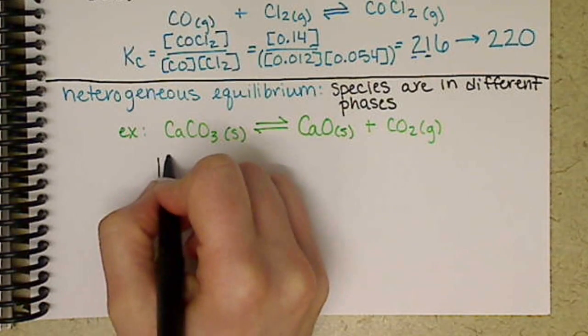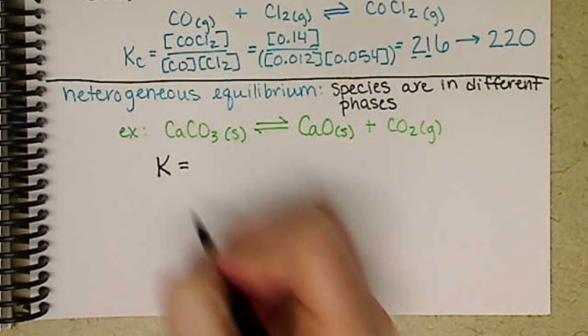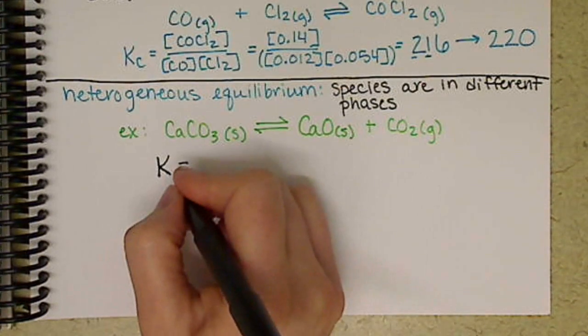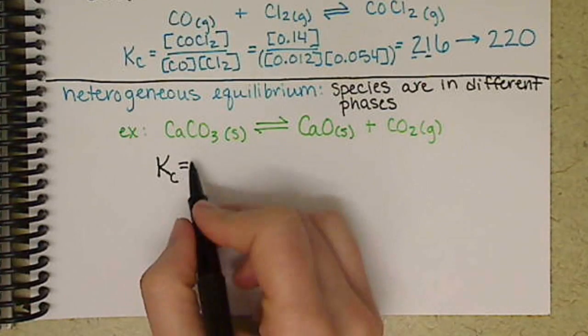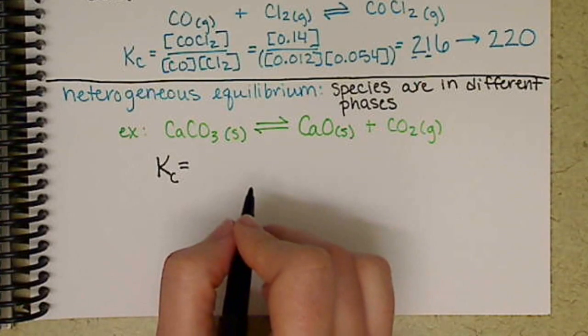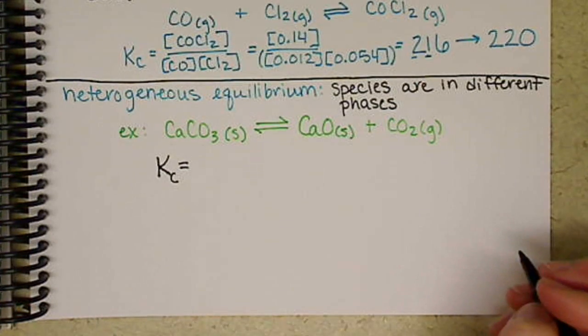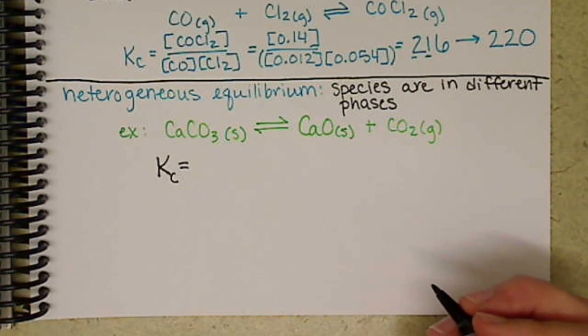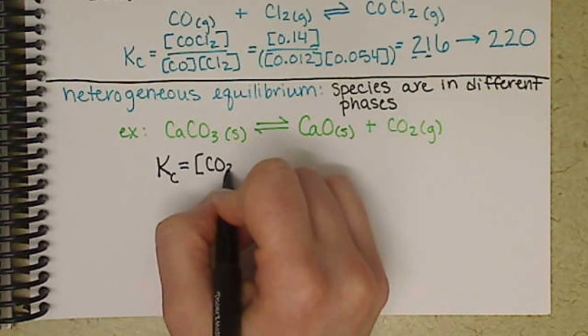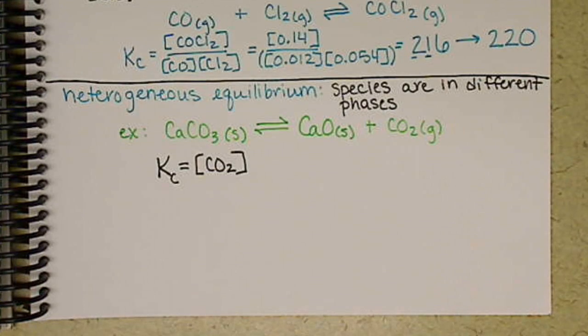All right. So we have K, our equilibrium constant, right? And we're going to write this in terms of concentration. So we have Kc. We want to have our products over our reactants. But remember, equilibrium is where our rate of reaction is the same, so we're basing it on concentrations. So our equilibrium constant expression for this reaction is just the concentration of carbon dioxide.